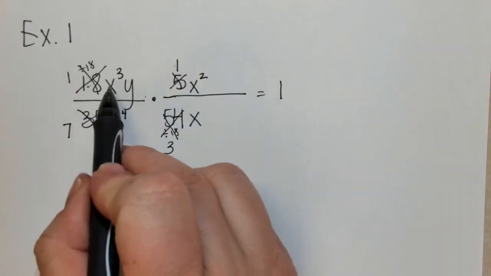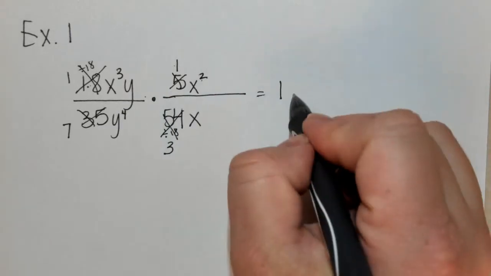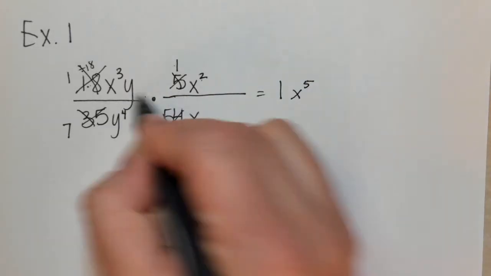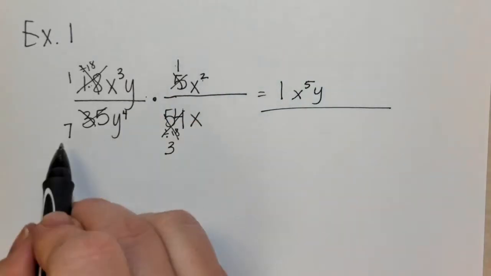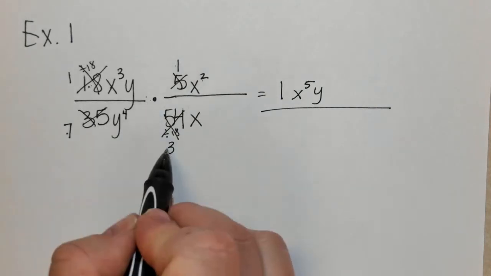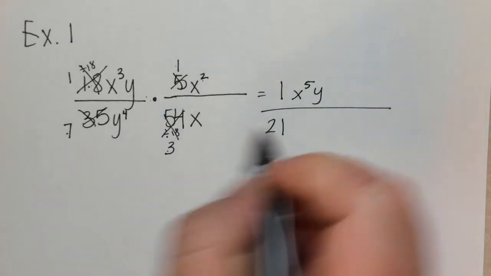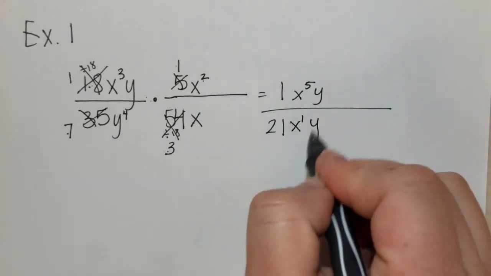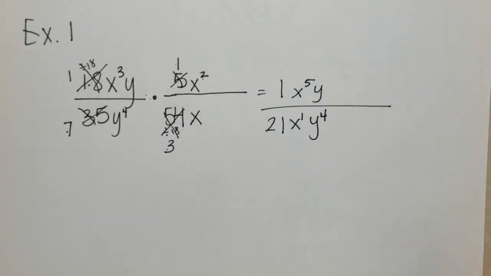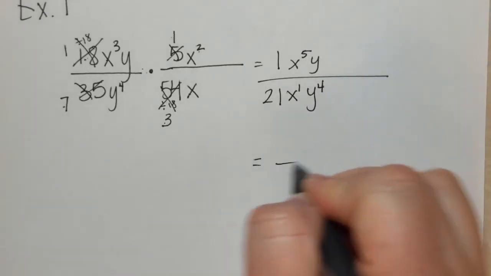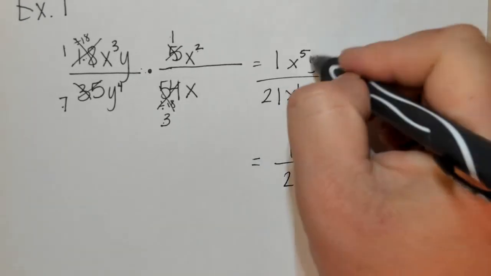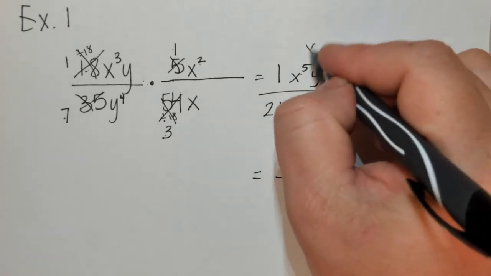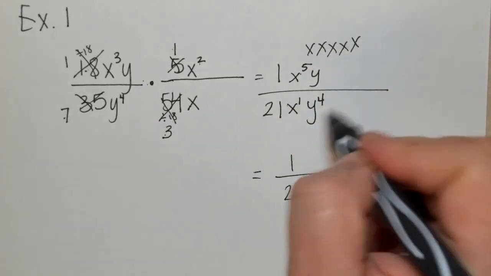And on top I have 3 x's here, 2 more gives us 5 x's on top, and 1 y. On the bottom, 7 times 3 is 21. There's 1 x on the bottom, and 4 y's. So we can go another step further here in reducing. So remember, 5 x's on top means x to the fifth, and 1 on the bottom.